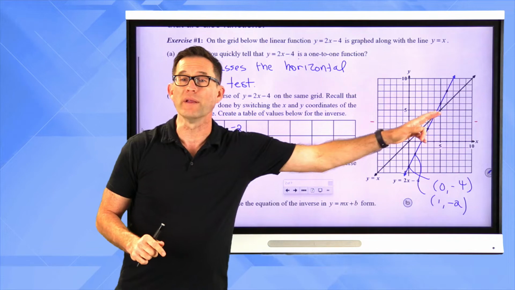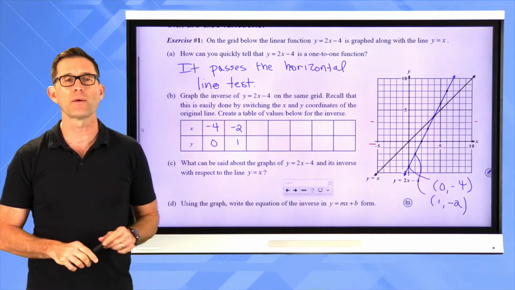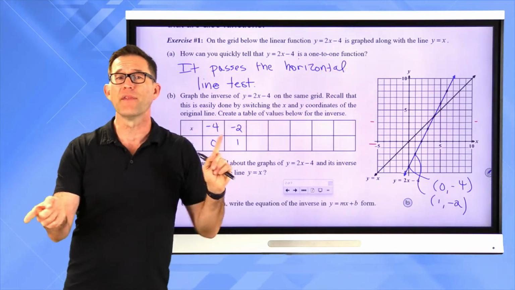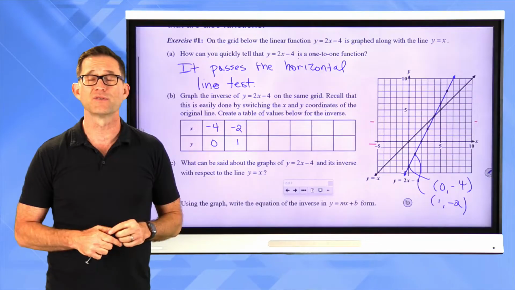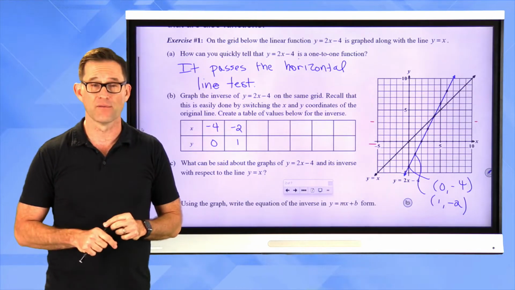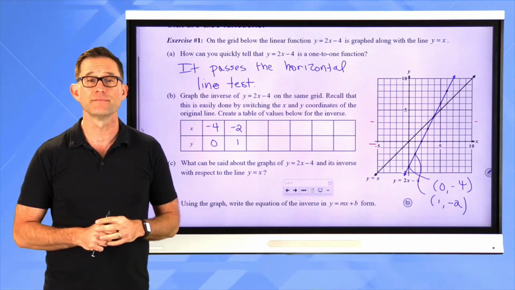So what I'd like you to do is continue doing that. Continue grabbing points off of the line y equals 2x minus 4. Don't worry about the line y equals x for right now. If you need to, keep writing them down and then flipping those x and y coordinates to generate a table of values that will allow you to then graph the inverse. Pause the video now and go ahead and do that.